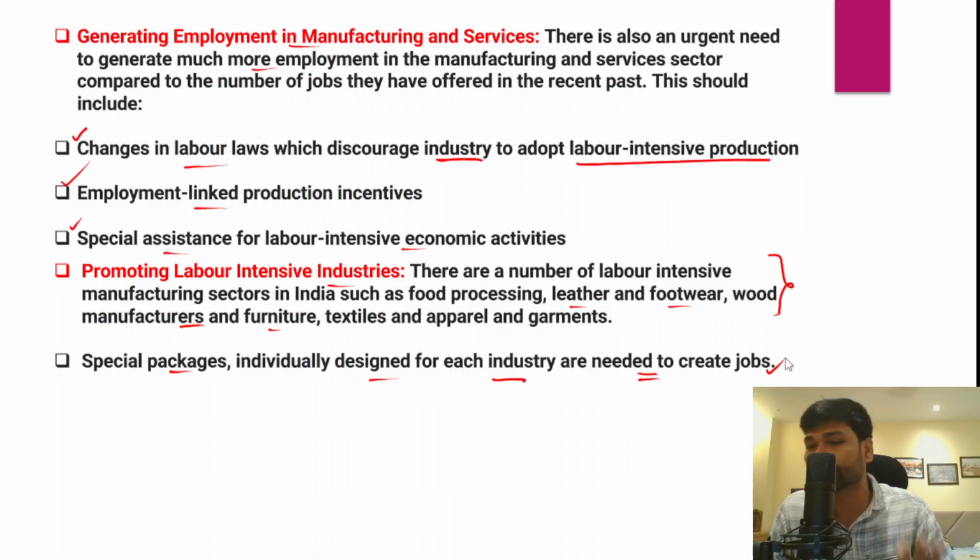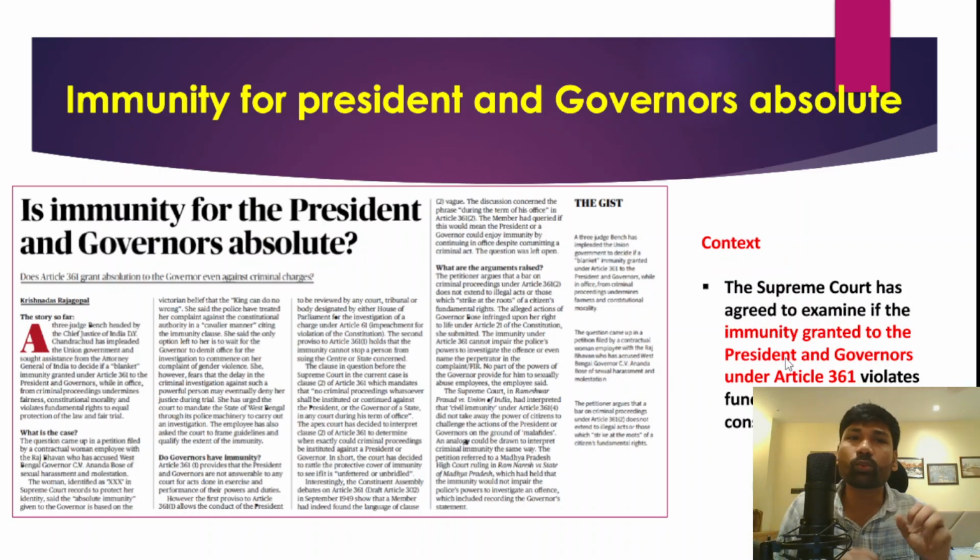Right? Now, we'll discuss a few articles. They are very important and they were given in different newspapers, right? The first article is on the immunity for the president and governor that is granted through Article 361 of the Indian Constitution, and this is very often in the news, and we have already discussed this in our previous lectures as well.